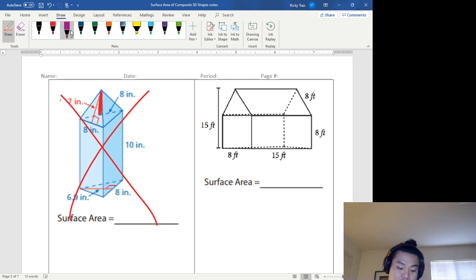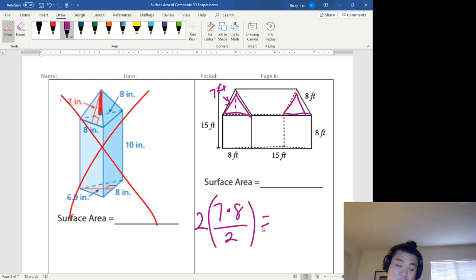How about that? Easy. Okay, so we have this one, which is, let's go with this triangle here and this triangle here. So we don't have the height, but we can actually figure this out because there's a 15 right here. So since this part is 8 and this whole thing is 15, it's just 15 minus 8. So this height is going to be 7 feet. All right, so to find that, we have 7 times 8 feet wide divided by 2 times 2. Okay, again, there's 2 triangles.